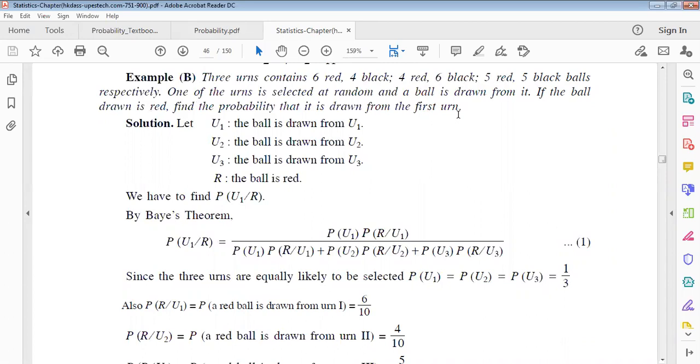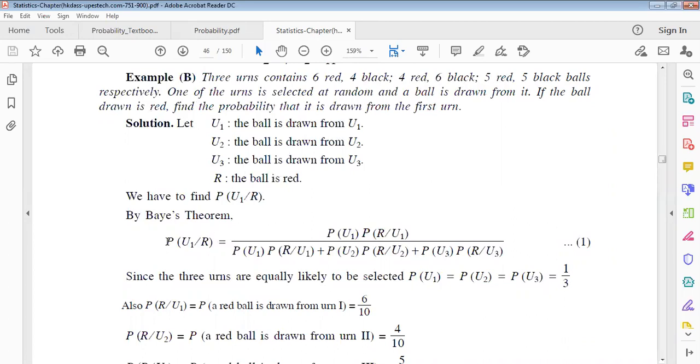We have to find the probability of that. Now let u1 be the first urn, u2 the second urn, and u3 the third urn. We have to draw a ball. Let R be the red ball. Now we have to find the probability that the ball is drawn from the first urn when it is red. If the ball is red, this is the probability we have to find.